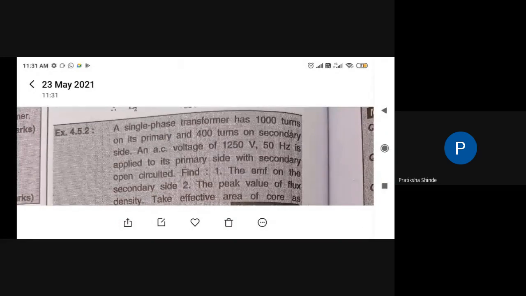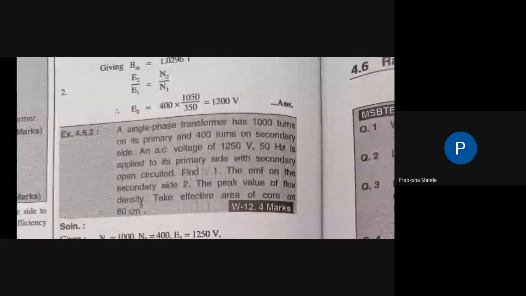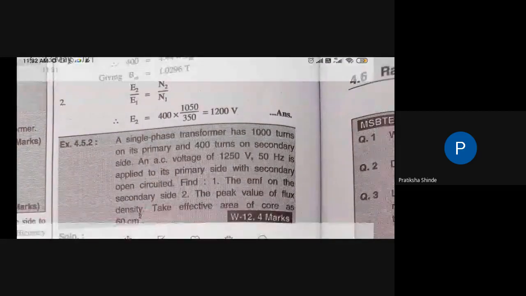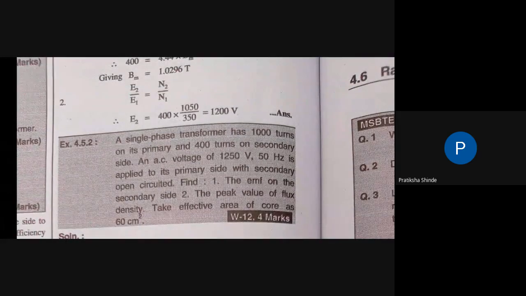Take this numerical. A single phase transformer has 1000 turns on primary and 400 turns on secondary. Take a screenshot, write down the values. N1 is the primary turns, that means 1000. N2 is equal to 400. Next, an AC voltage of 1250 volt 50 hertz is applied to its primary side. So E1 is 1250 volt. Frequency is the same for both circuits, that is 50 hertz.